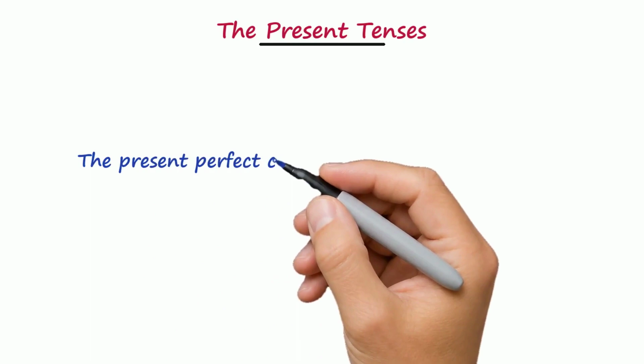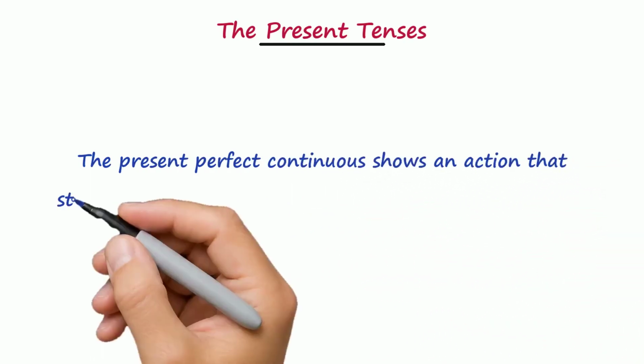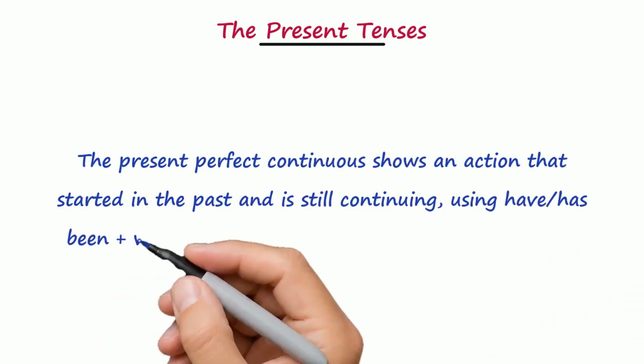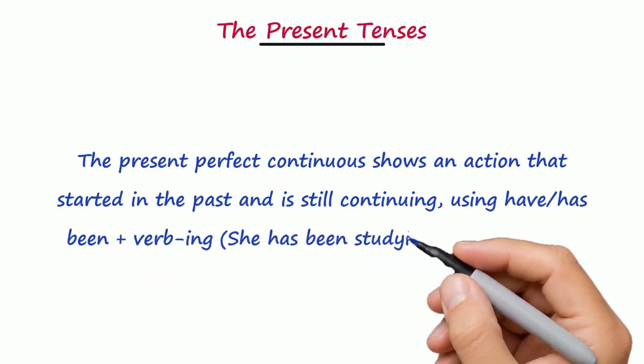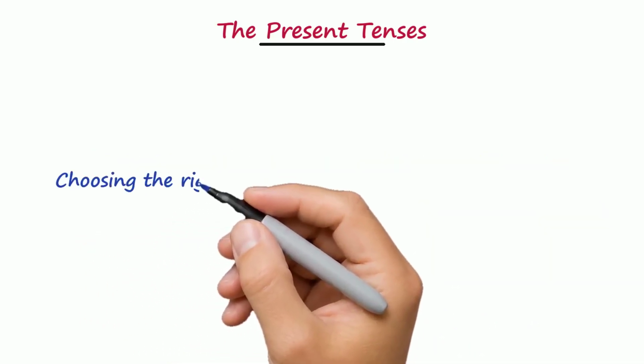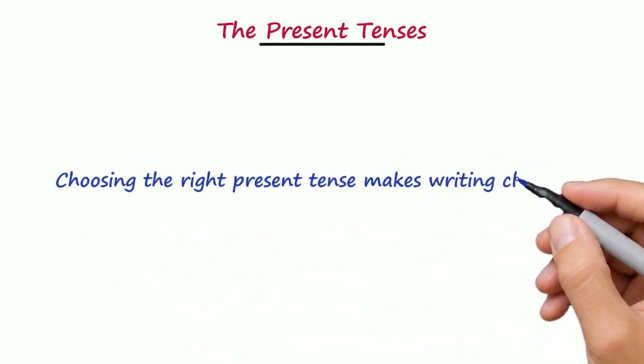The present perfect continuous shows an action that started in the past and is still continuing. Using have or has been plus verb-ing. She has been studying for 2 hours. Choosing the right present tense makes writing clear and accurate.